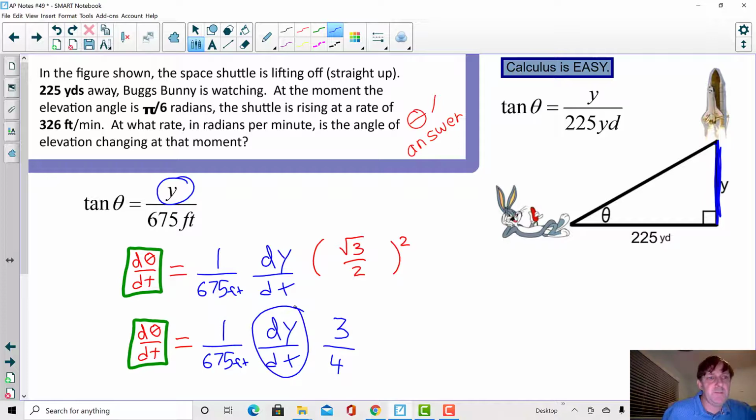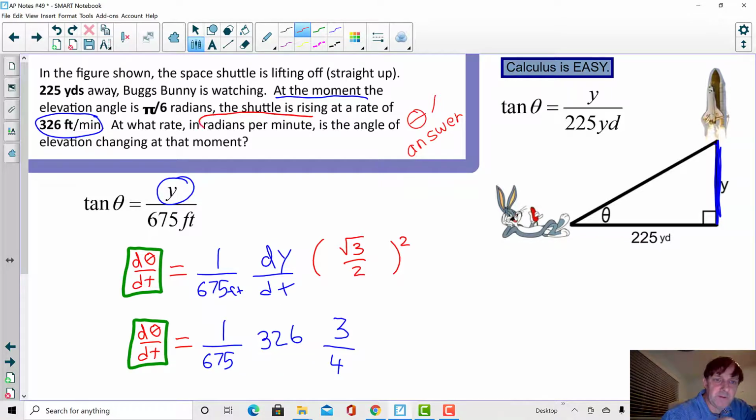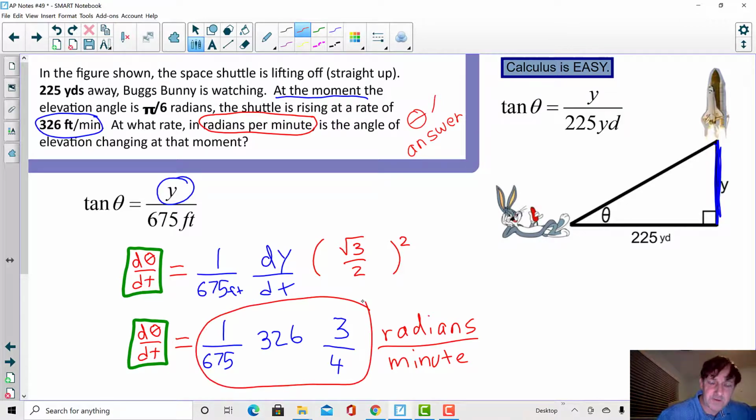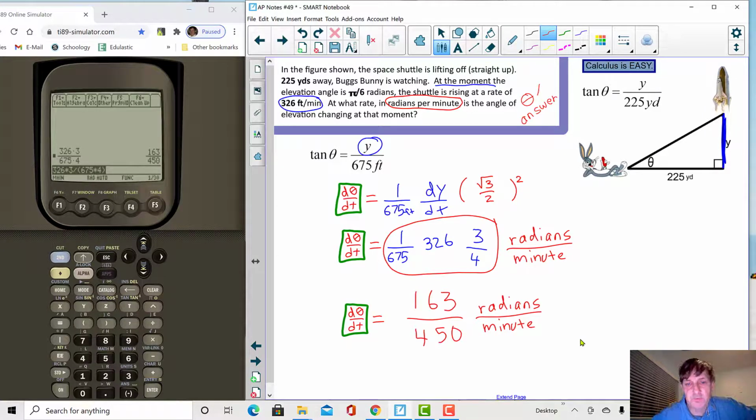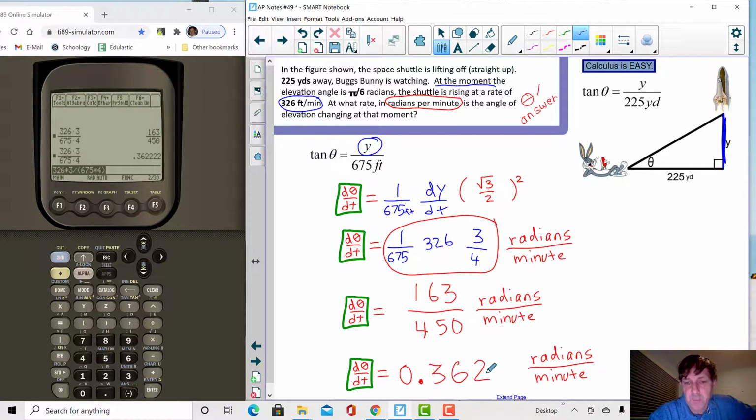That's just going to be the speed of the space shuttle. So at the moment that we're talking about, the rate of the space shuttle is going to be 326 feet per minute. So we can plug that in. Okay, it's helping us out with the units here. It says radians per minute. And we just want to plug all this stuff in a calculator and see what it tells us. Okay, it's giving us 163 out of 450. If you want to see the decimal, you push green enter. We're getting 0.362 radians per minute.